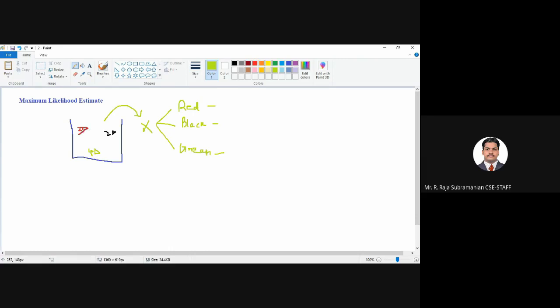So the probability of getting the red ball out of these 9 balls is nothing but 3 divided by 9. Similarly for black, I'll get 2 divided by 9, and for green I'll get 4 divided by 9. So this is a probability distribution function. I say it is a probability distribution, and I say it is discrete. Why? Because I have the terms with bins. So I say it is a discrete probability.